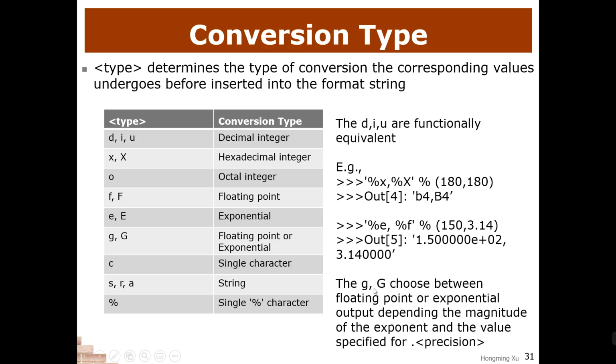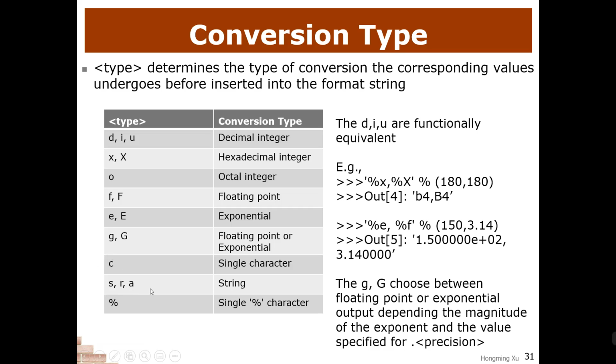Here I wrote it: g chooses between floating point or exponential output, depending on the magnitude of the exponent and the value specified for the precision. And you can try it by yourself to test how they automatically determine the formatted string output for the floating point or the exponential. c is just the single character. When we want to output a single character, we can use the type specifier c.